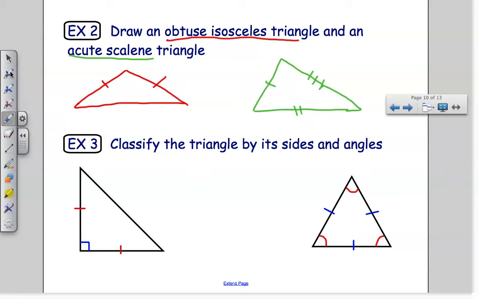Another thing you should be able to do is classify a triangle from the picture. So classify by sides and angles here. Well, if I'm looking at the angles, I notice I have one right angle, making it a right triangle for sure. What about sides? Well, I have two congruent sides, and two congruent sides is called isosceles. So it's a right isosceles triangle.